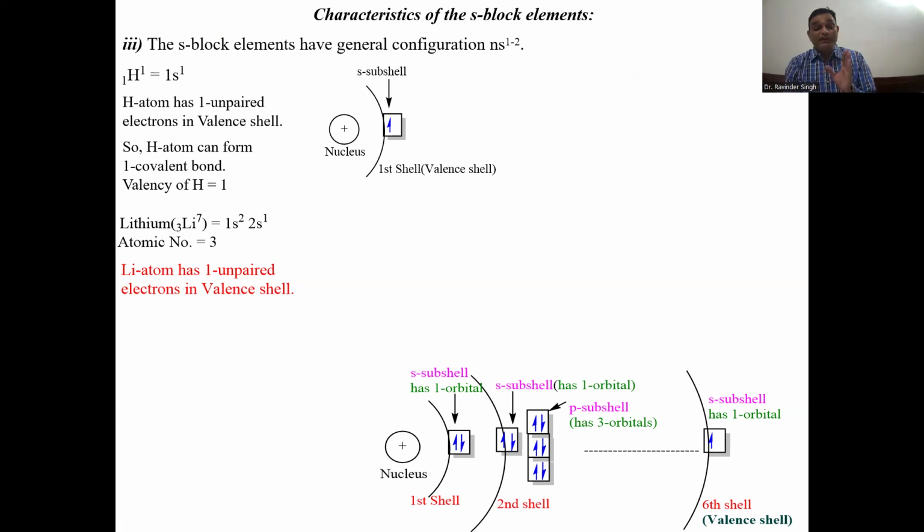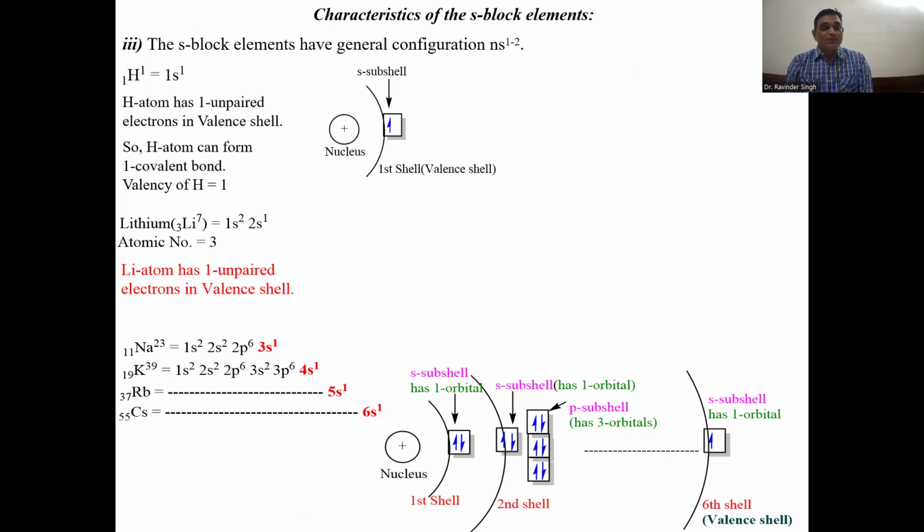And on that basis, we can explain that the hydrogen atom has only one unpaired electron, so it can form only one covalent bond, so its valency is also one. In that way, we can also explain their valency. Valency means the bond formation capacity of an atom of an element. So hydrogen can form only one bond due to the presence of that one electron in its valence shell. You can also see the number of electrons in the valence shell of the remaining group 1 elements.